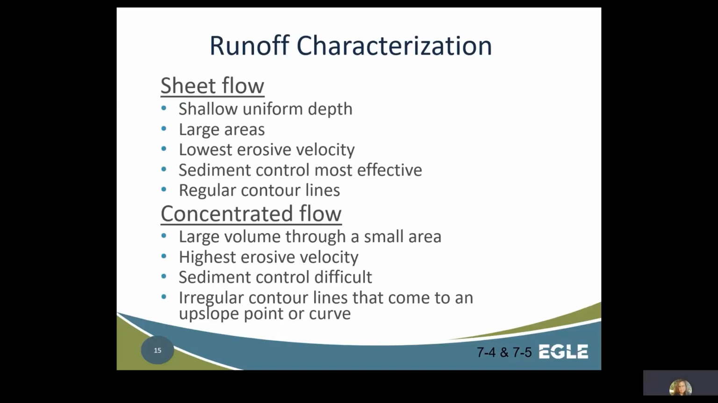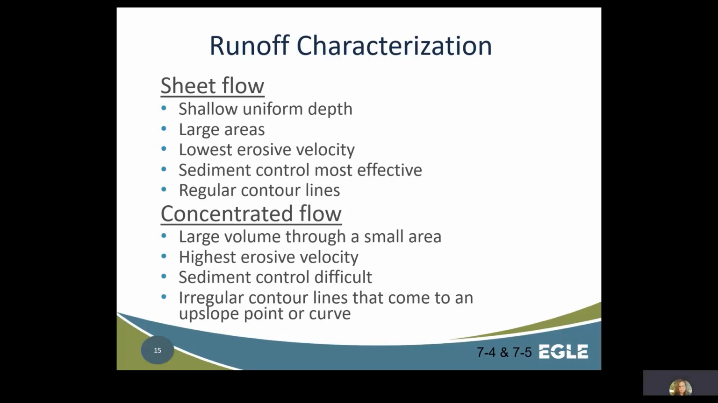Sheet flows occur over a large area in a shallow uniform depth and have the lowest erosive force or velocity. They are shown on a topographic map as regular contour lines, as we will discuss in the next slide. Sediment control measures, such as silt fence, are most effective for sheet flows.